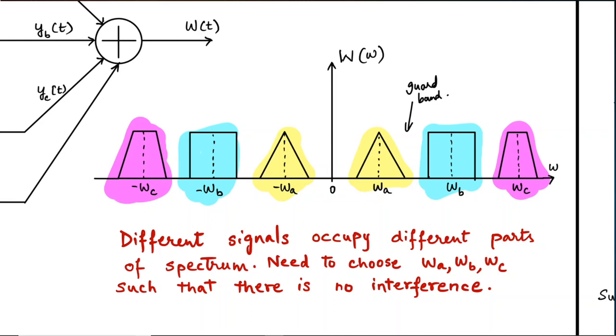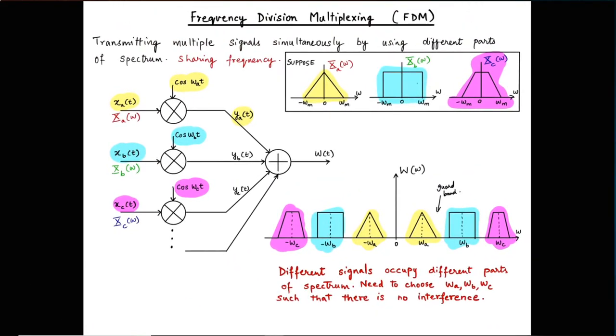Right? So we usually leave some amount of guard band between these individual spectra because there obviously is a practical filter that is filtering these out, which will have a transition band. So different signals are occupying different parts of the spectrum here, and we need to choose omega sub a and omega sub b and omega sub c such that there is no interference, there is no overlap in these things. Otherwise, the information on one signal could be corrupted by the information on the other signal, thereby losing both the signals. So we don't want that to happen.